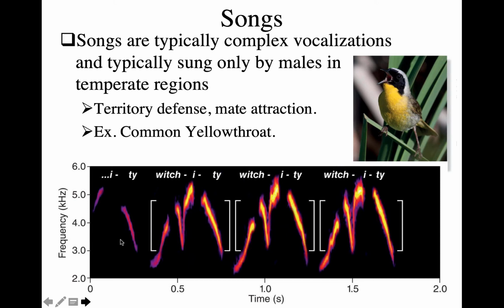The function of song in males is usually territory defense and mate attraction, and there can be slight variation in the songs that they use for each of these functions. So in other words, there are certain types of songs that are more efficient at mate attraction and others that are more efficient at competing with other males and defending their territory.